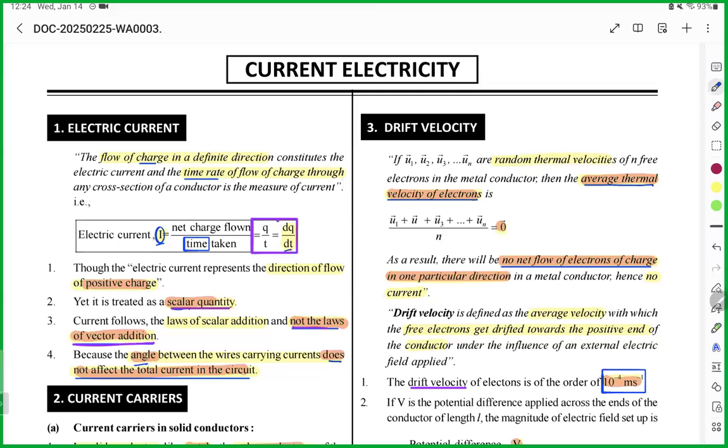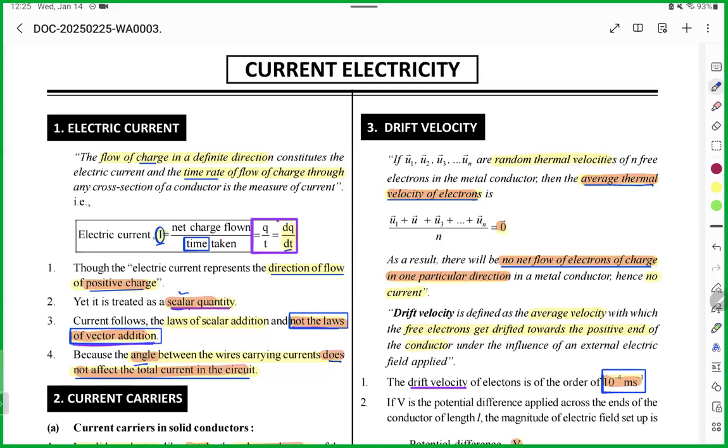Direction of current, Sarah, what will be the direction of current? The flow of electrons? No, opposite to the flow of electrons. Yes, opposite of the flow of electrons. It is a scalar quantity. Though it has direction as well as magnitude, it does not follow the law of vector addition.